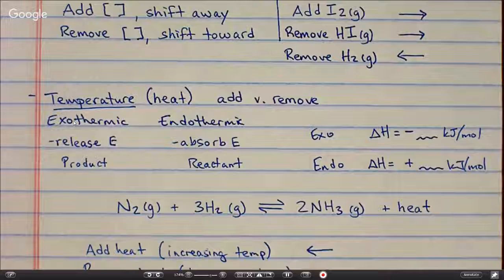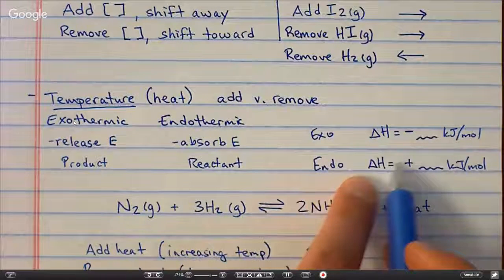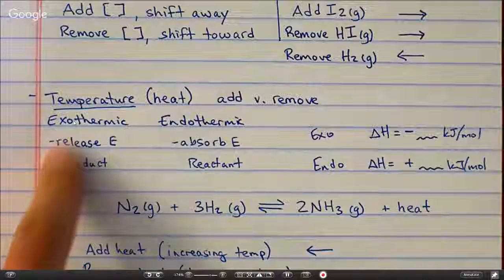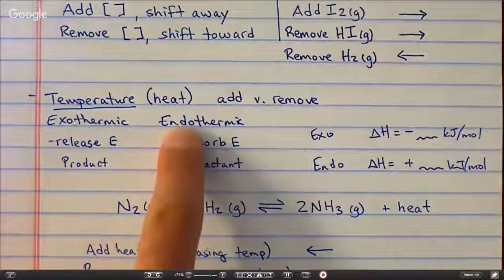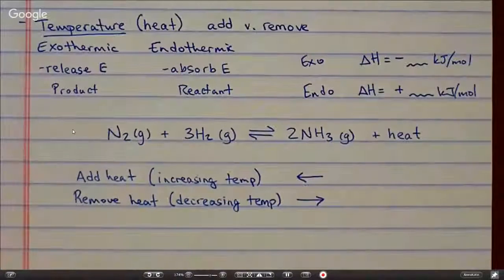Depending on the problem that you have, they'll tell you the value and sign of delta H, and it's up to you to figure out if it's endothermic or exothermic. If it's exothermic, we're on the product side. If it's endothermic, we're on the reactant side. And then you can decide, are you adding or removing? Are you increasing temp or adding heat, decreasing temp or removing heat?